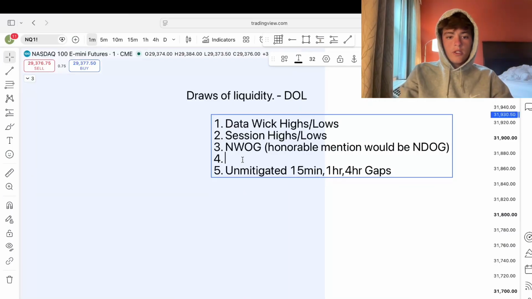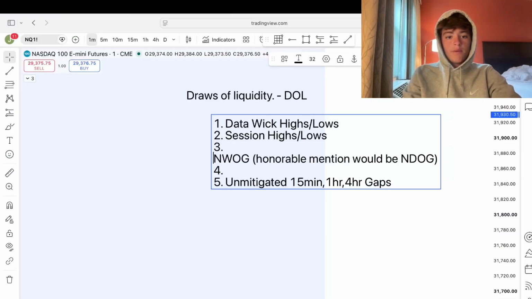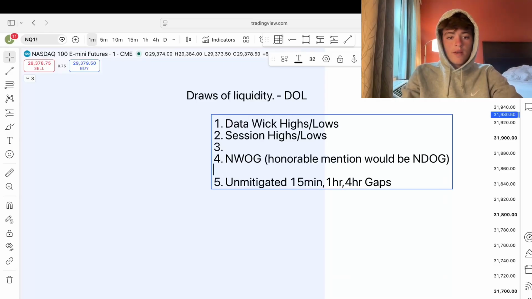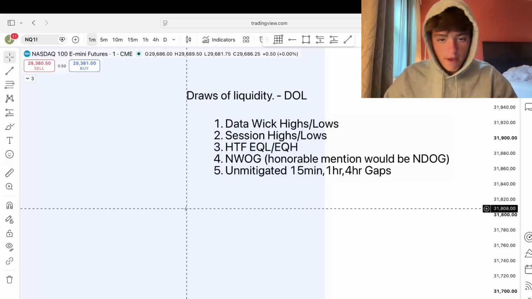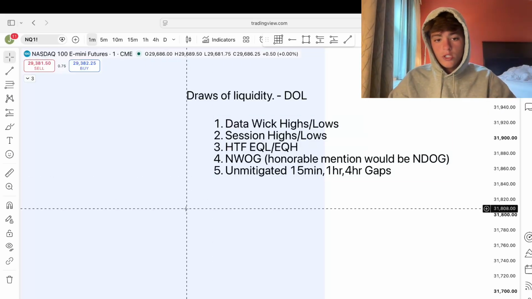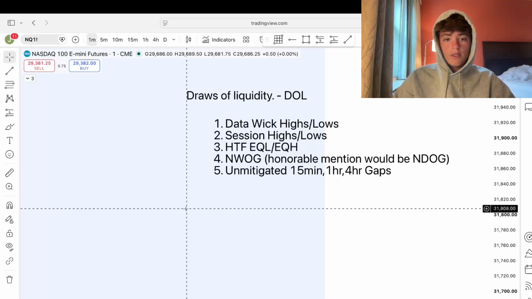Okay, so I actually want to make my four. Honestly, I'm going to make my three. Analogs are good and all, but I think personally that this is way better: high time frame equal lows and equal highs. This is by far a great draw on liquidity. Literally had it today, which is what my TP hit to.